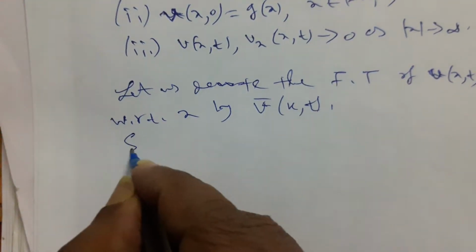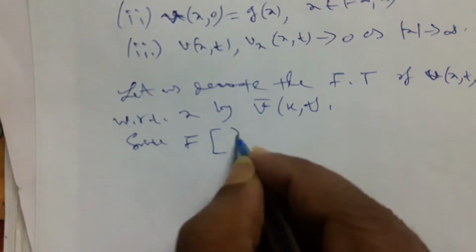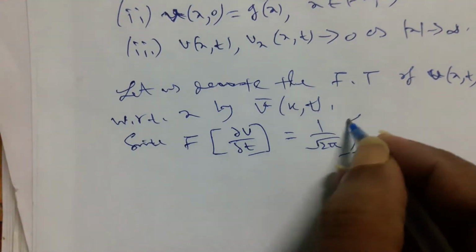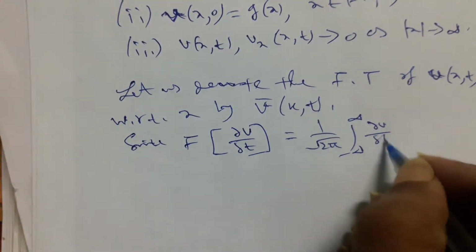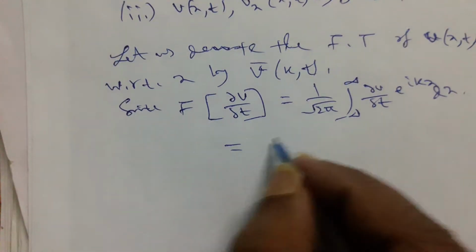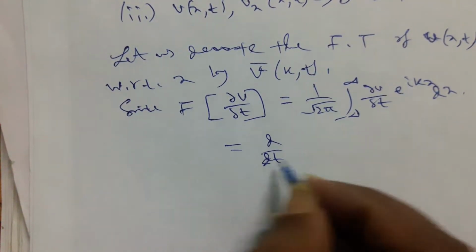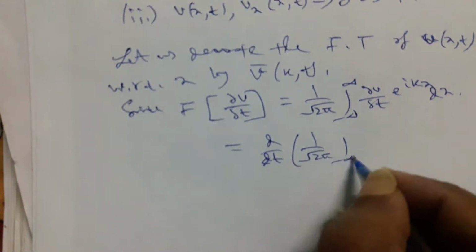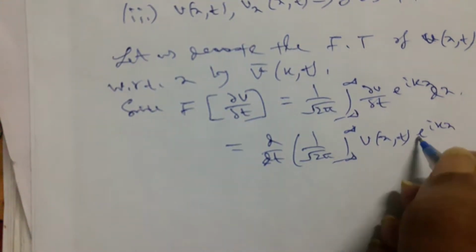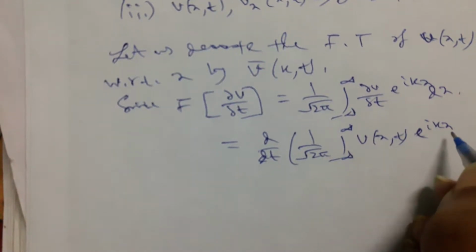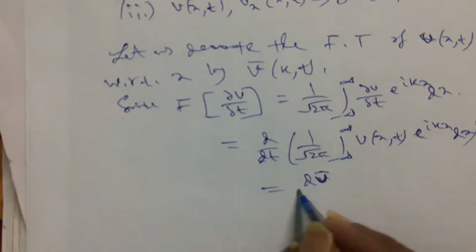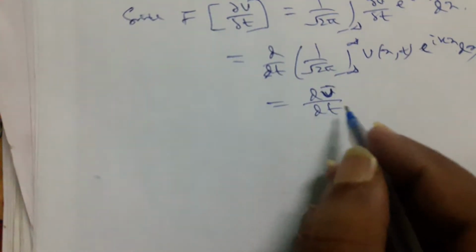And since F of ∂V/∂t, by definition, is 1 by root over 2π, integral from minus infinity to infinity of ∂V/∂t e^(ikx) dx, and since the partial derivative also makes the total derivative, 1 by root over 2π integral from minus infinity to infinity of V(x,t) e^(ikx) dx, and it is by definition of the Fourier transform V bar, so it will be dV bar by dt.